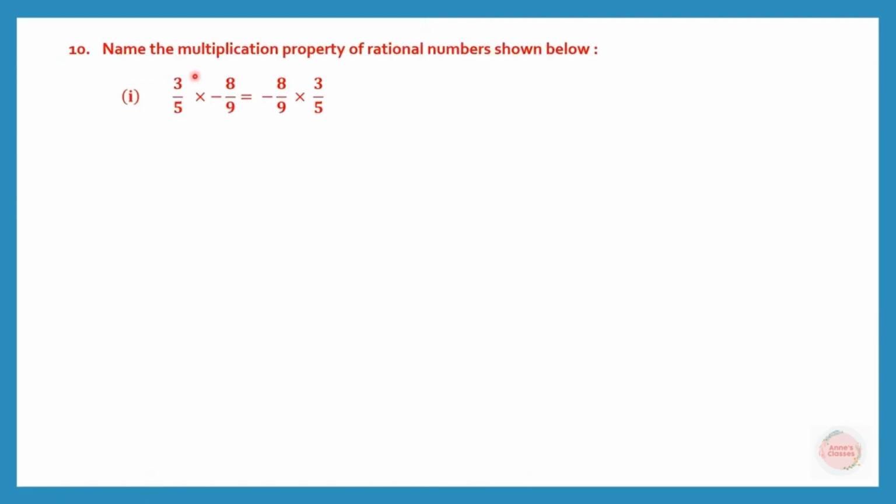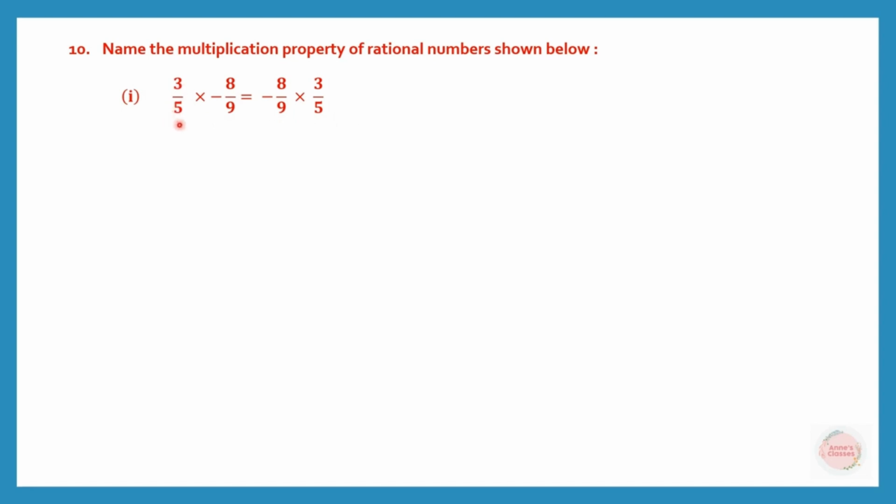Question 10. Name the multiplication property of rational numbers shown below. So we have been given rational numbers. We have to look carefully and identify which multiplication property is shown here. So here we have two rational numbers. There's an equal to sign and there are two more rational numbers. Look carefully and see. Rational numbers on the left hand side are the same as the rational numbers on the right hand side. The only difference is the order has been changed.